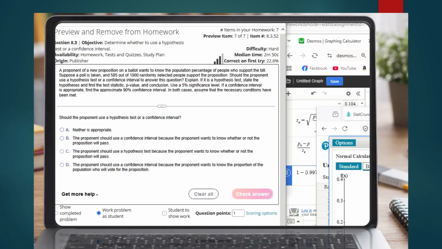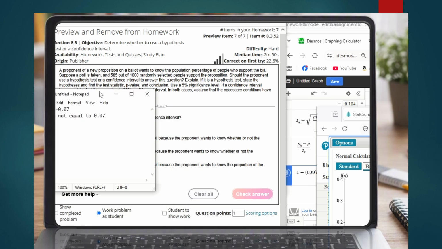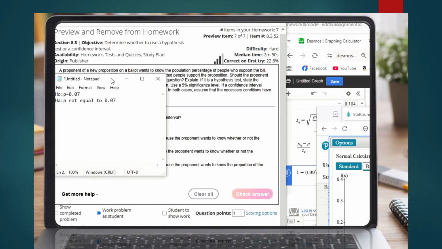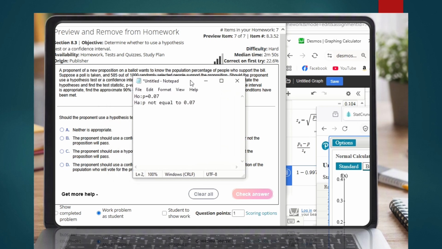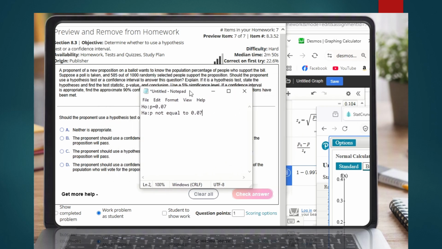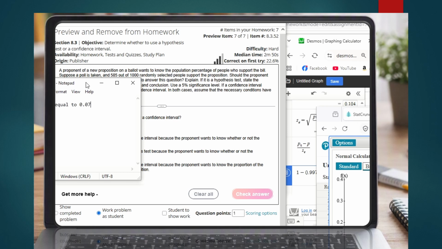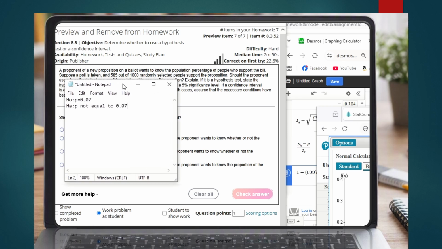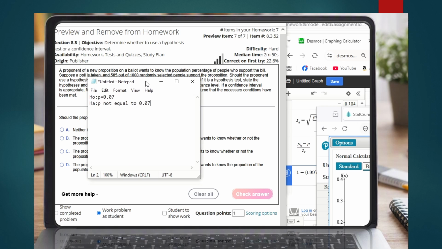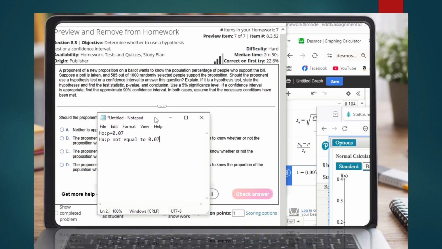Let's read this one carefully. A proponent of a new proposed proposition on a ballot wants to know the population percentage of people who support the bill. Suppose a poll is taken and 585 out of 1,000 randomly selected people.